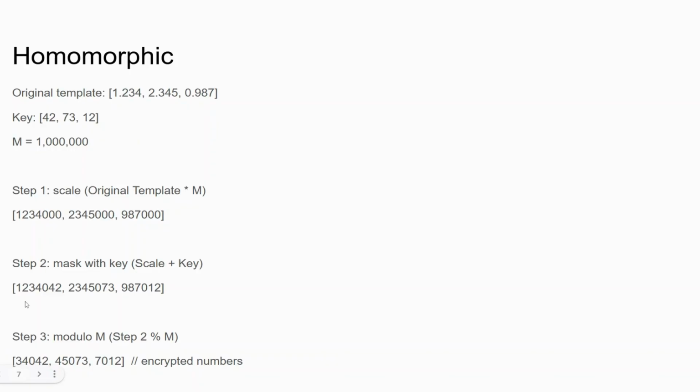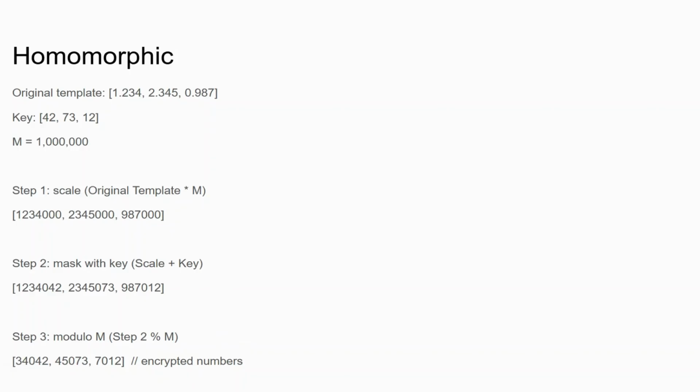If you want to see a simpler way, if you look at the step 2 output, basically the first digits are being removed, and then the rest is being put as the output for step 3. For example, in the second one, the number is 2,345,073, and then we're just removing the 2 at the beginning, and that's the output for the encrypted numbers. And so that's how this encryption method works.